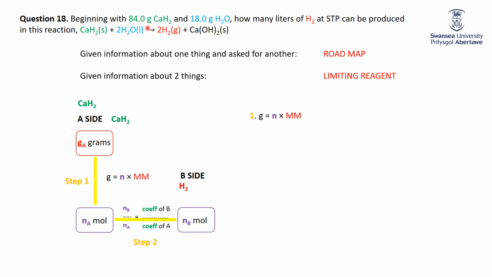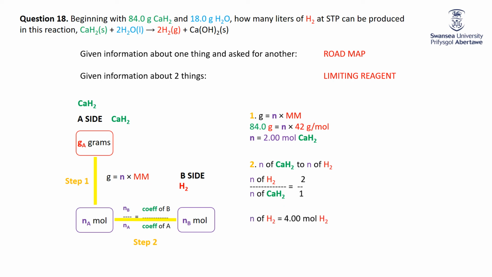Okay, so we're starting with the calcium hydride problem. So step one, we've got grams, convert that to moles. Molar mass of calcium hydride is 42 grams per mole. And so that tells me that I have 2 moles of calcium hydride. Now in step 2, I'll find out how many moles of H2 I've got. So I set up the ratio from the chemical equation. Moles of H2 is 2 for every 1 CaH2. So I've got 2 moles of calcium hydride, multiply it by 2 to give me 4 moles of H2. So I have enough calcium hydride to make 4 moles of H2.